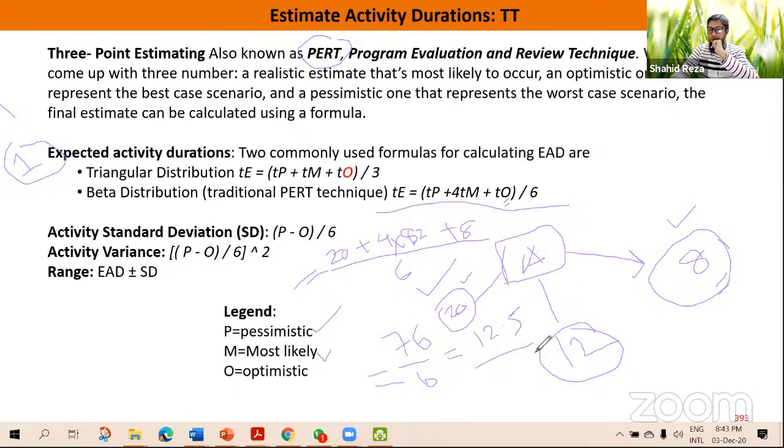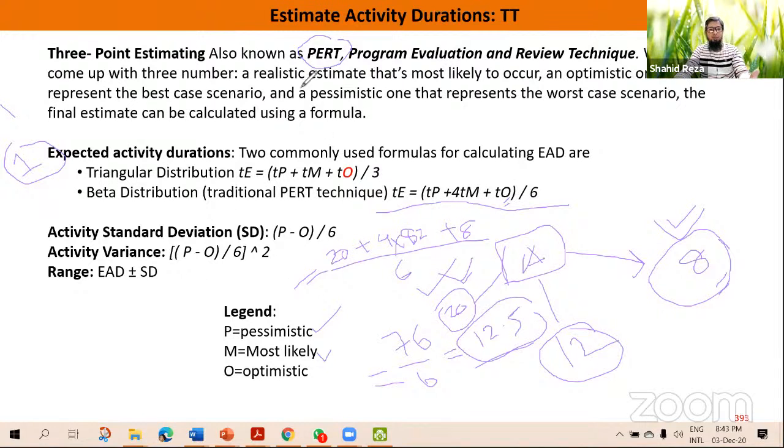12 point something. That means আমাদের 12.5 দিন লাগবে আর কি. So considering the worst case scenario and best case scenario, and also the most likely scenario, we are getting the estimation for this activity is 12.5 days. All right, so research oriented projects where actually we cannot estimate exactly, and most of the times in the project, for most of the activities we cannot calculate the exact value, then we can use 3-point estimating, considering the risks or uncertainty of the project.